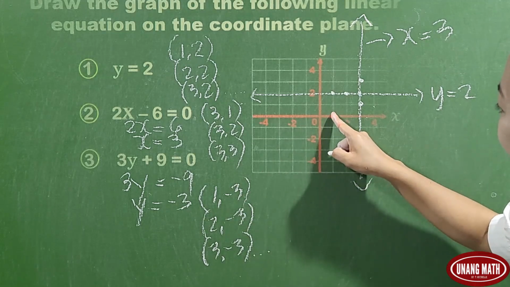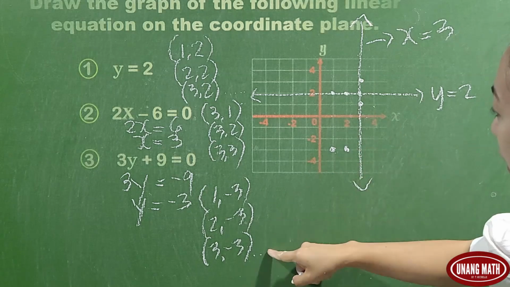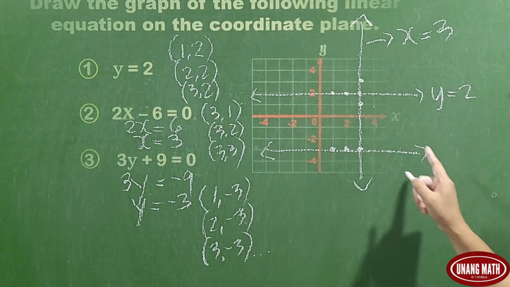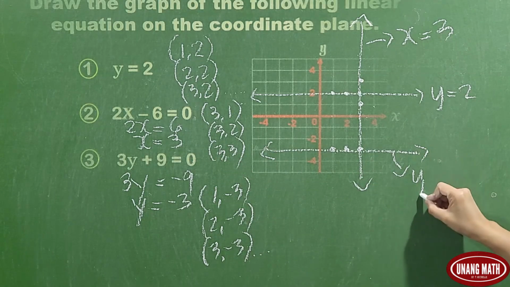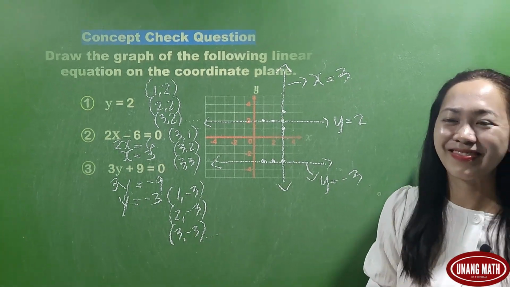(1, -3) is this point. (2, -3), (3, -3) is this point. So this is now our graph. So this is the graph of 3y plus 9 is equal to 0 or y is equal to negative 3.